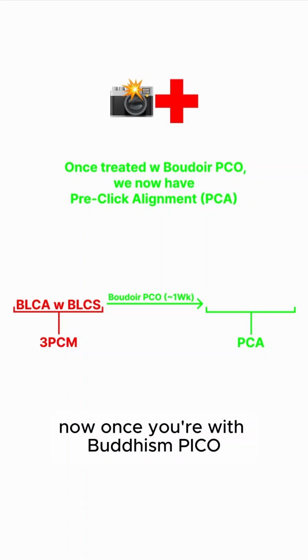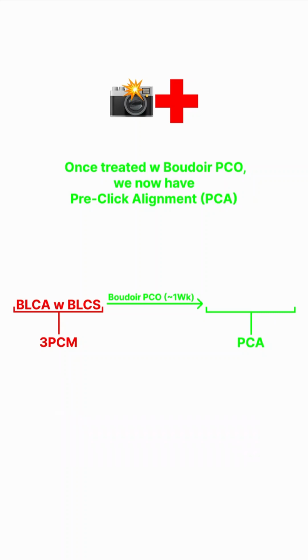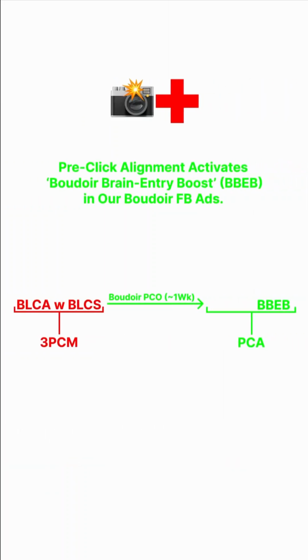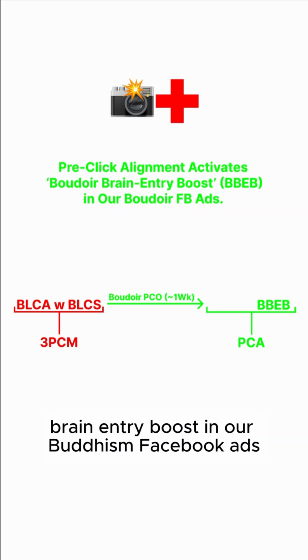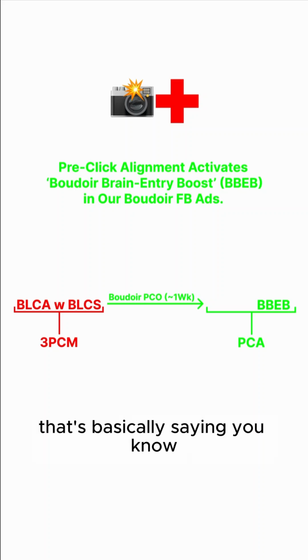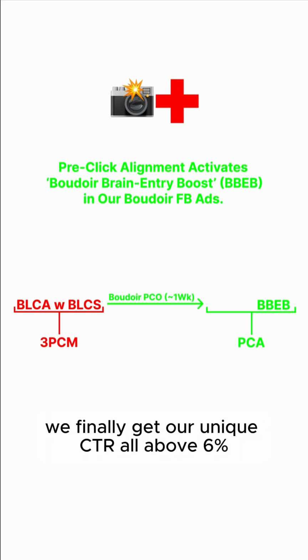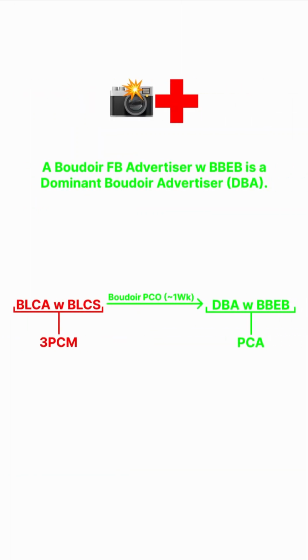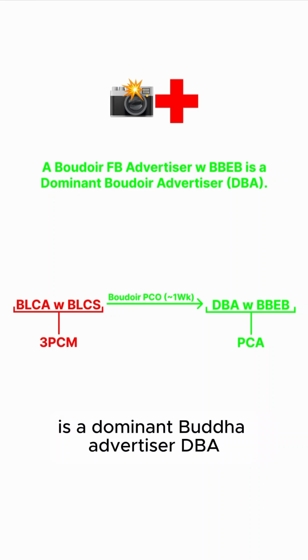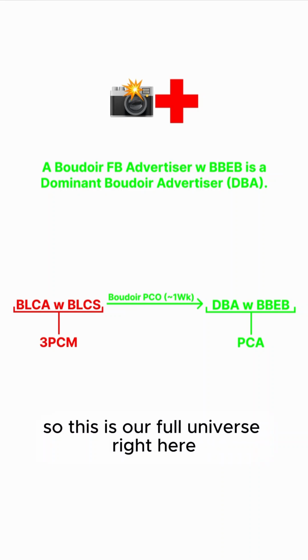Now, once treated with Boudoir Pico, we have pre-click alignment, PCA. So we go from the 3 pre-click mistakes to pre-click alignment. And pre-click alignment activates Boudoir brain entry boost in our Boudoir Facebook ads. That's basically saying we finally get our unique CTR above 6%. We also know that a Boudoir Facebook advertiser with Boudoir brain entry boost is a dominant Boudoir advertiser, a DBA.